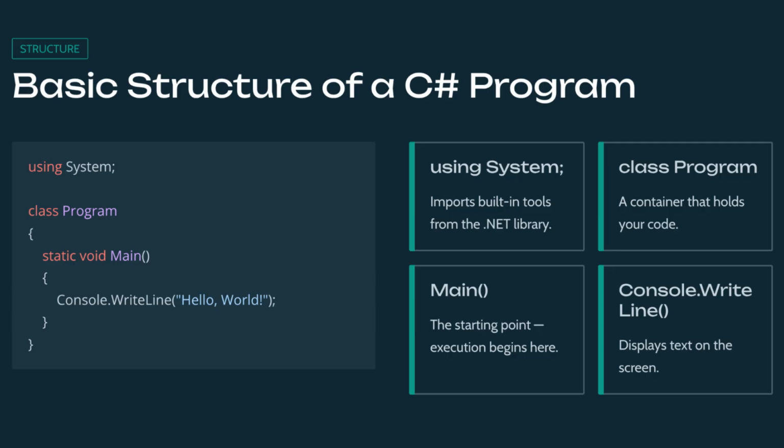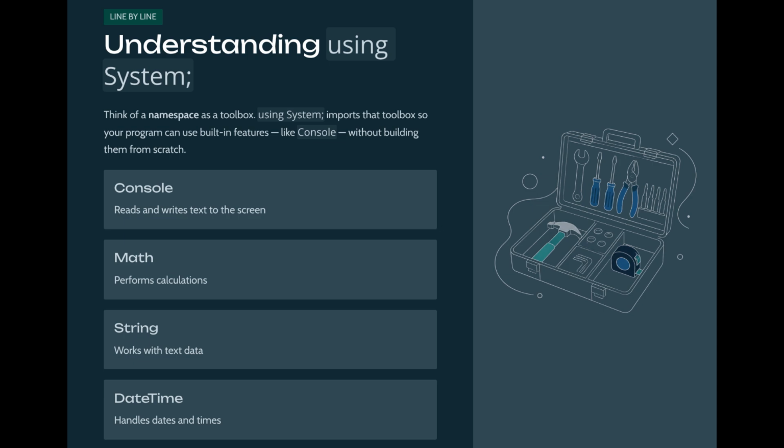Don't worry if these terms seem unfamiliar right now. We will study each part one at a time and practice using them until they become easy to understand. Let's begin with the first line of our program, using System. This statement tells the compiler that our program wants to use the features found in the System namespace.